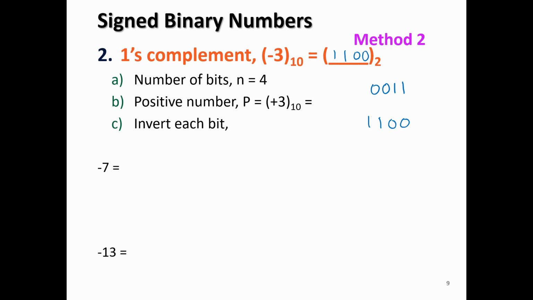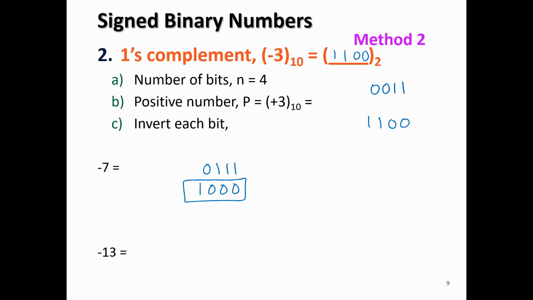What about -7? Again, positive 7, we know is 1, 1, 1, and we add another bit to represent the sign. Then we invert all of the bits, so 0, 0, 0, and a 1. So that's -7 using ones complement.